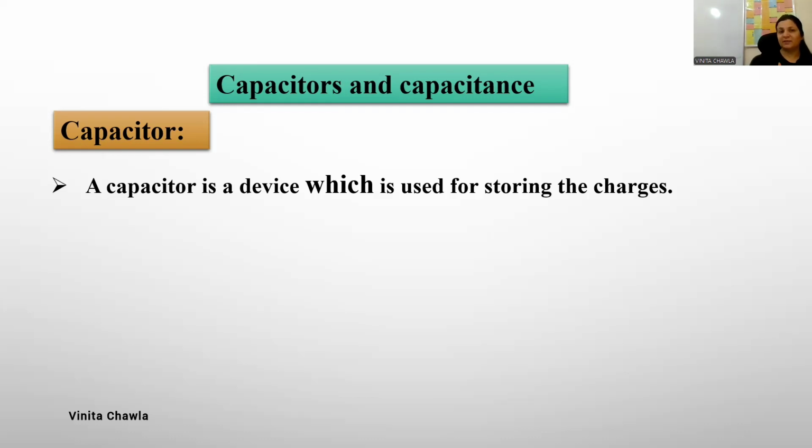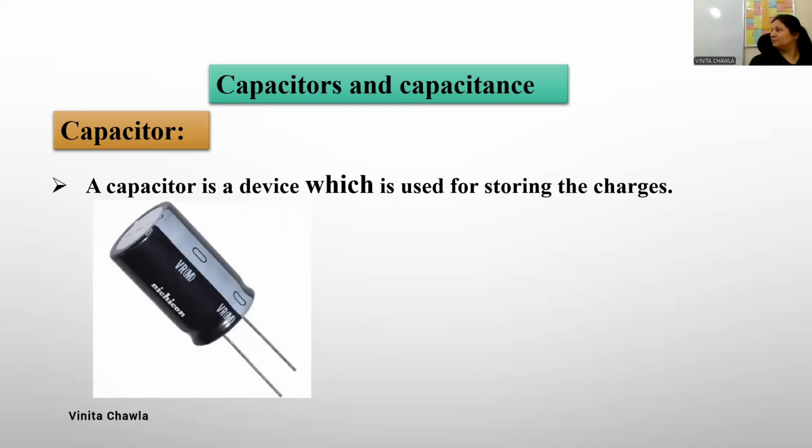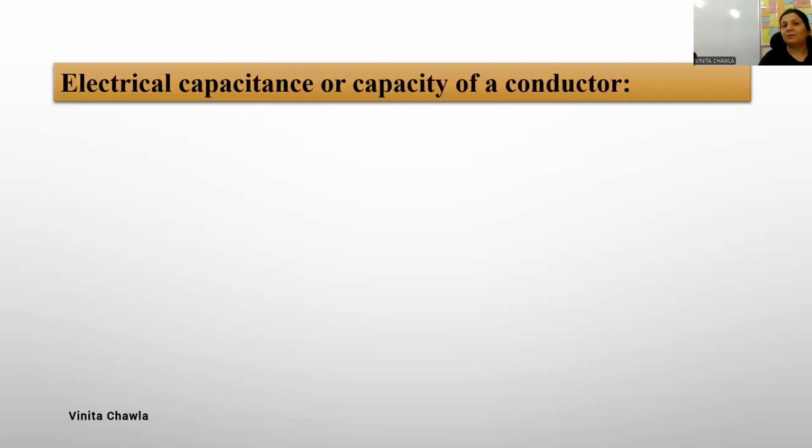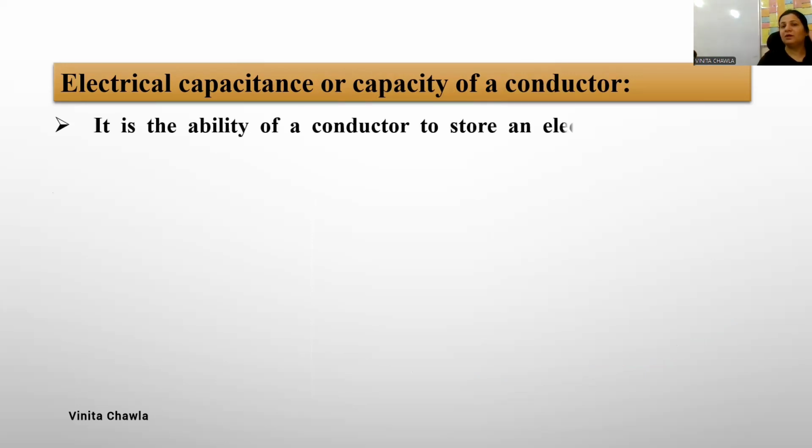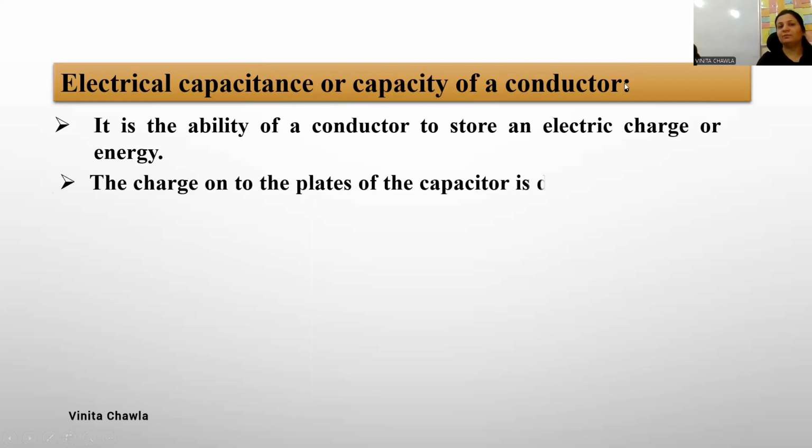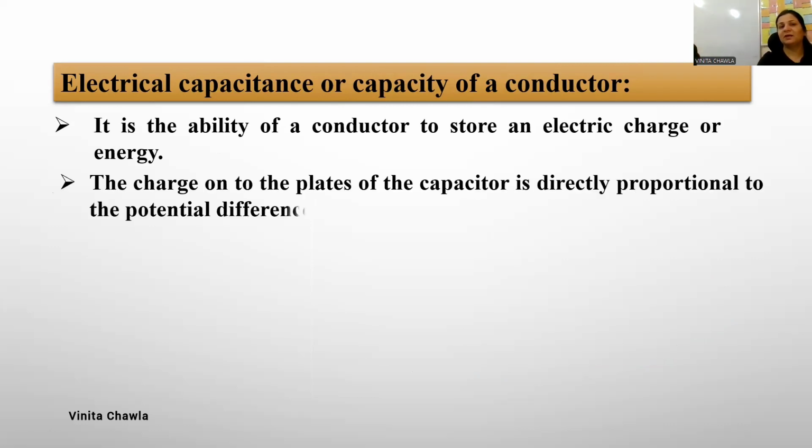In the same way we have capacitor. It is a device which is used for storing charges, and we can measure capacitance of a capacitor. So this is the capacitor, you can see. Electrical capacitance or capacity of a conductor. It is the ability of a conductor to store an electric charge, and the charge on the plates of the capacitor is directly proportional to the potential difference at the two ends of the capacitor. Charge is directly proportional to potential difference.